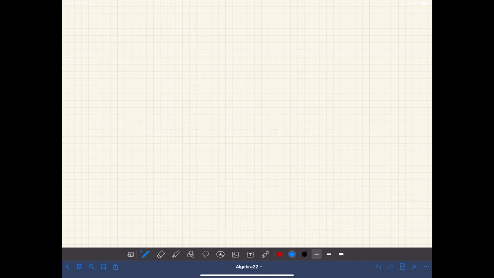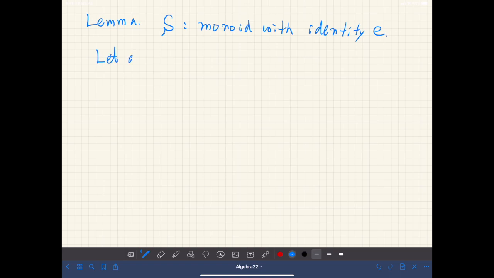Now let's prove something interesting. Let's put it as a lemma. Let S be a monoid with identity element E. And let A be some element of S, and for this element A, let A prime and A double prime, which are elements of S, be such that A prime A is equal to E, which is also equal to A times A double prime.